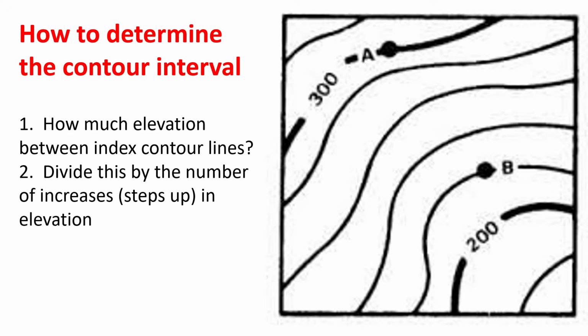Now, how do we determine this? Well, this is a process, and you're going to have to do this because there isn't a number on every single line. First thing you got to count is how much elevation is there between the index contours? What's the difference between these two? That's a difference of 100. And then we have to divide that by the number of steps up, or the number of times you go up in elevation. Well, it's going up 1, 2, 3, 4, 5. I've increased by 100. I did it 5 different times, so 100 divided by 5 would give me a contour interval of 20.